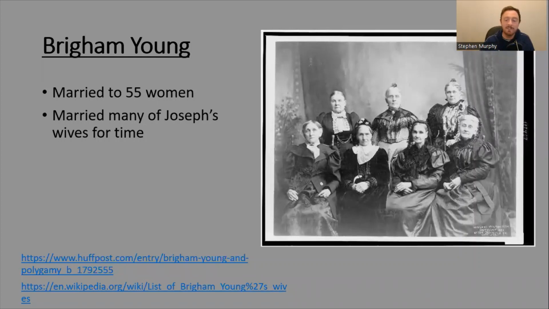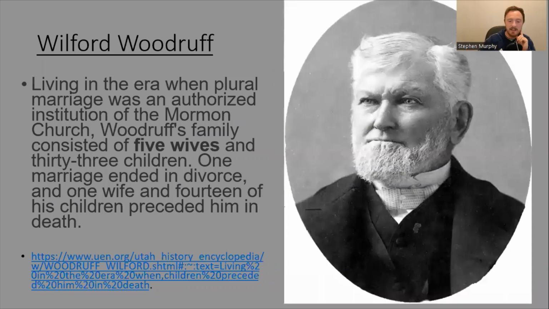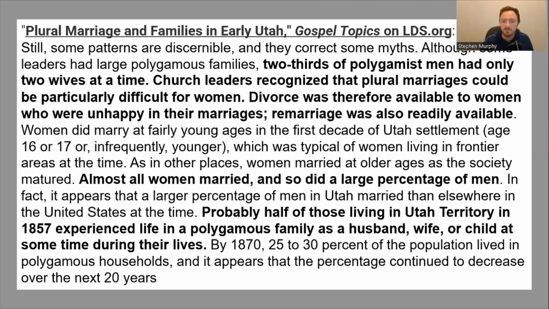Brigham Young, the second prophet of the church, married 55 women, so he had 55 wives, and many of them were marriages to Joseph's wives, but they were for time as well. John Taylor, the third president of the church, had 8 wives, and Wilford Woodruff had 5 wives, and he was the prophet that brought out the Manifesto. So this comes from their Gospel Topics essay.